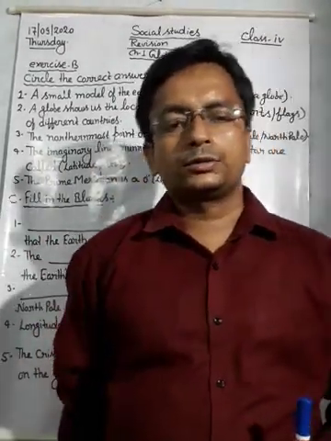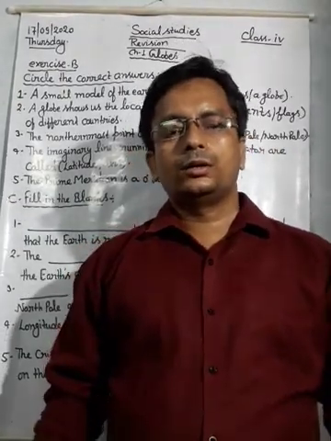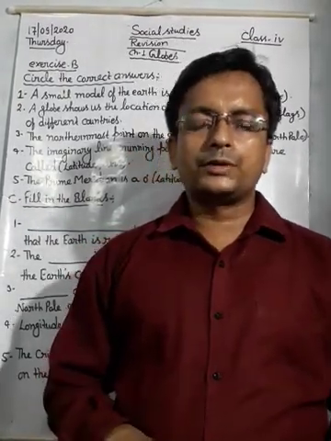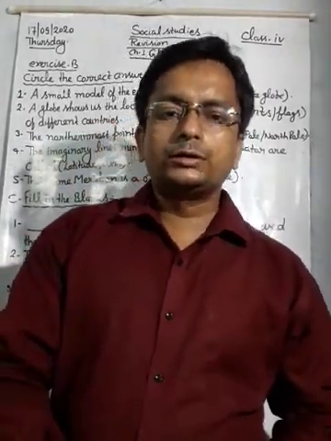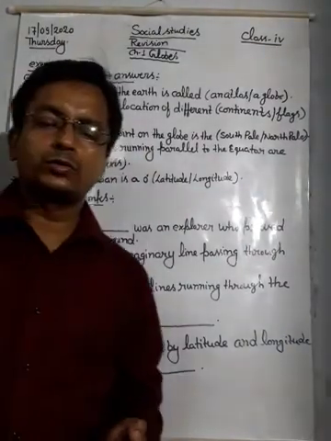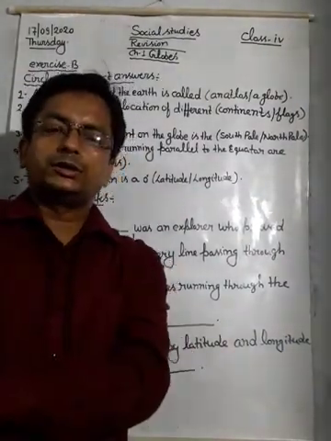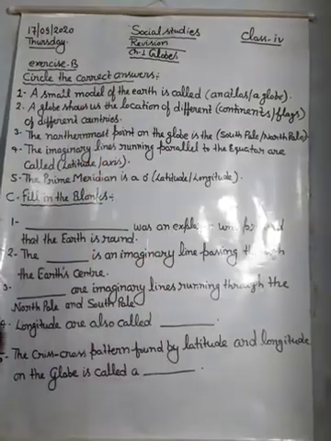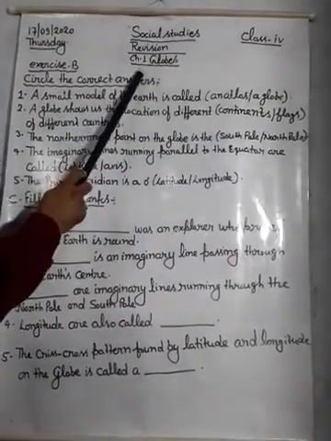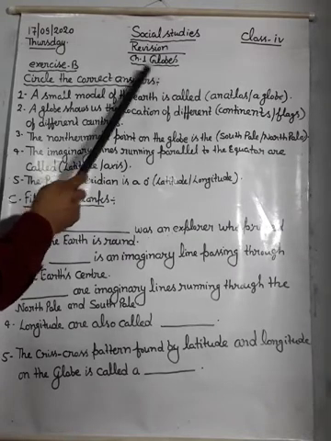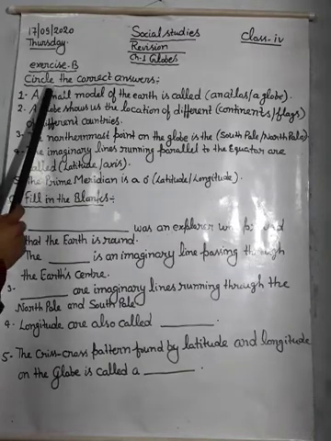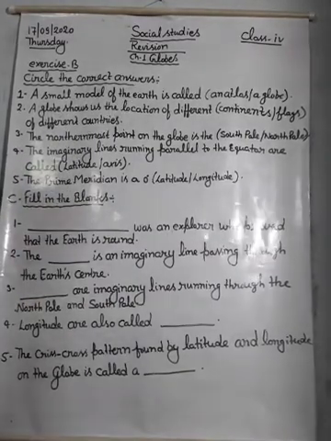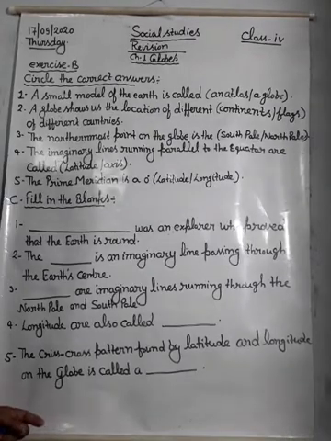Let's start today's class. Dear student, today we will revise the remaining part of chapter 1. Open your book and notebook and see the answer and check yourself. You can see here chapter 1, Globes, exercise B, that is, circle the correct answers. In this question you have to circle the correct answer.